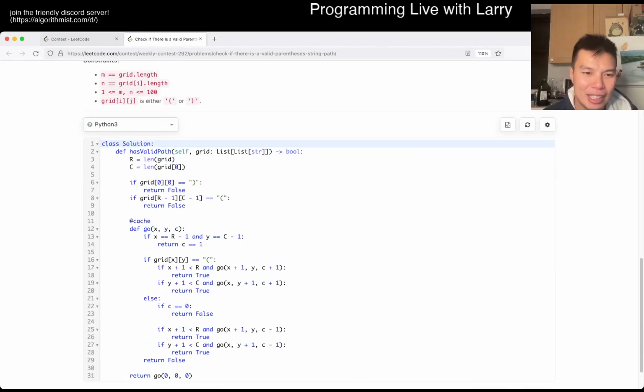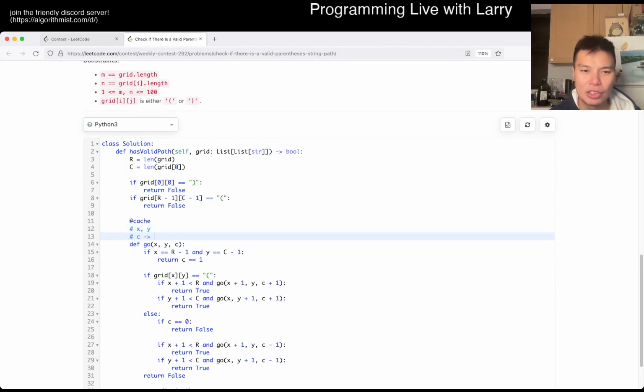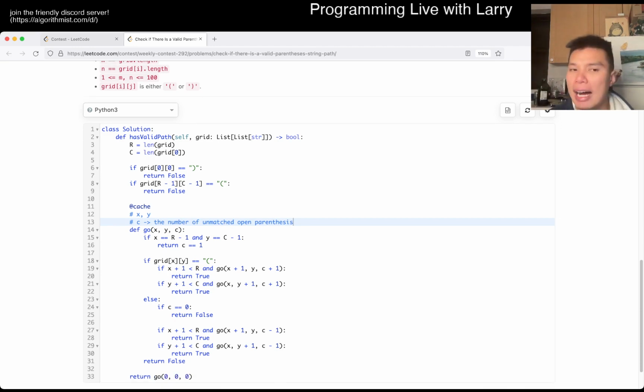My state here is X, Y, which should be self-explanatory, and C, the number of unmatched open parentheses. So that's going to be my state, and that should be fast enough. So basically, I just exhaustively search everything and then cache that based on this.